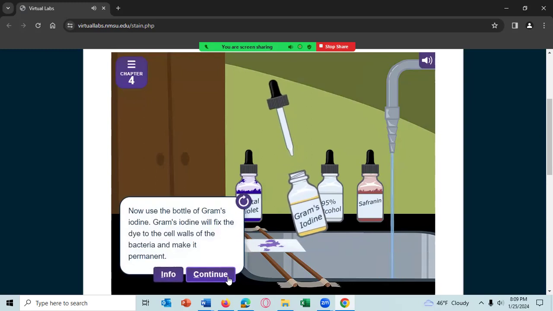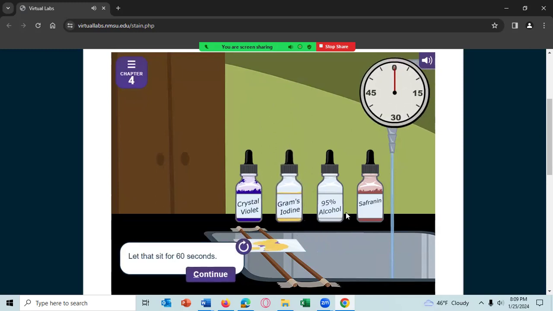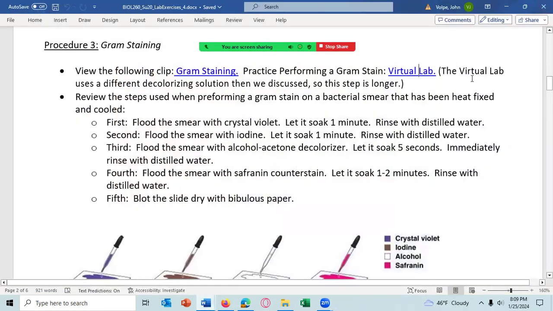Now use the bottle of Gram's iodine. Gram's iodine will fix the dye to the cell walls of the bacteria and make it permanent. Squeeze several drops onto the sample, enough to cover it completely. Let that sit for 60 seconds. Now, rinse it under slow running water. Okay, any questions on how to work the virtual lab? If not, I'll let you finish that and then go through the steps of the gram stain.